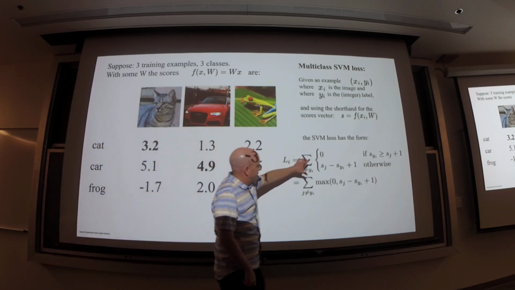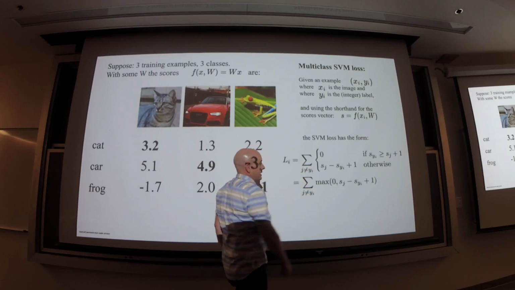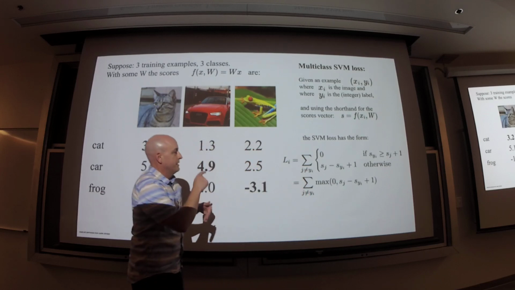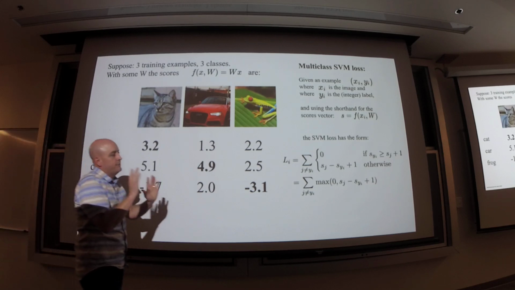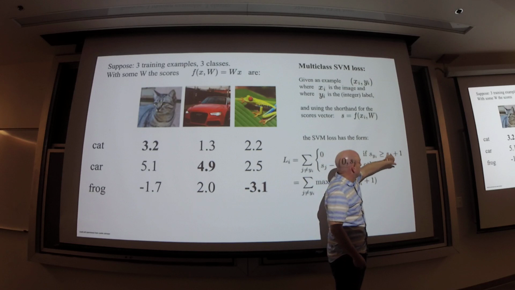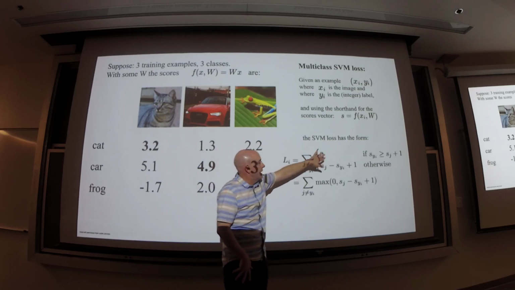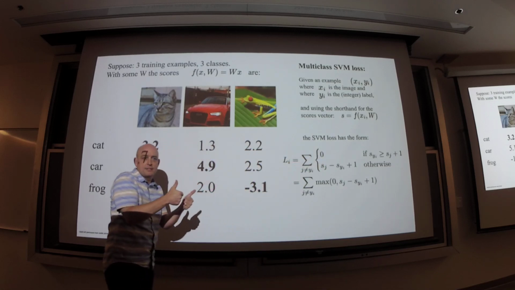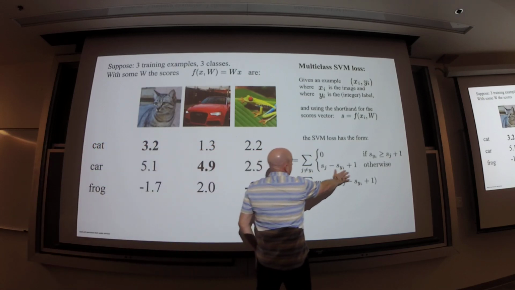And it turns out that you can also write this. So you're doing that for each of the incorrect classes. If the score of the correct class is greater than the score of all the incorrect classes plus 1 for each one, then there's going to be 0 loss. Like for this example, we're in a good state. Otherwise, we're going to have some accumulation of loss here.